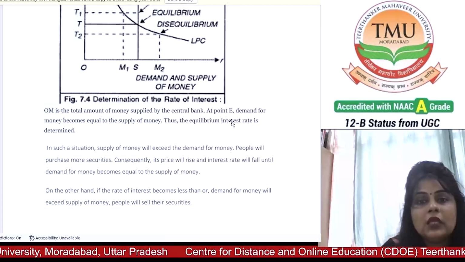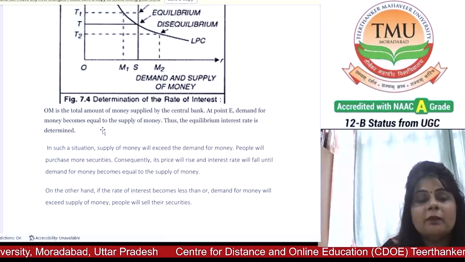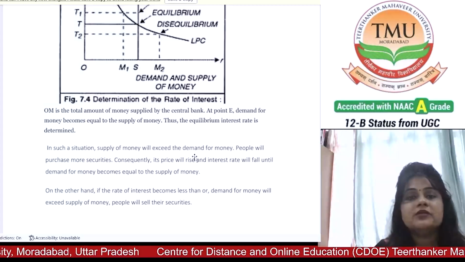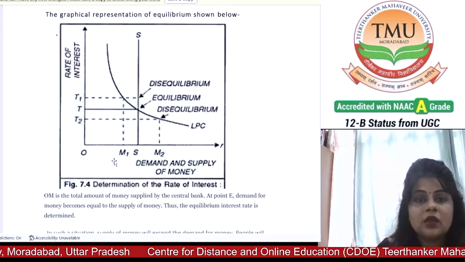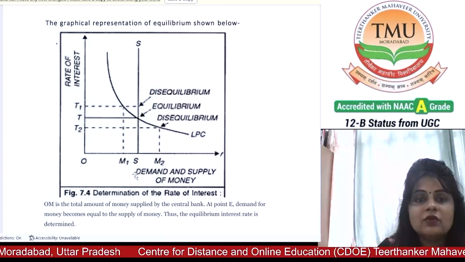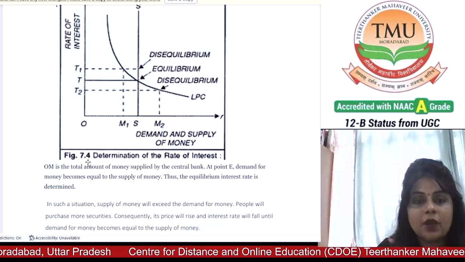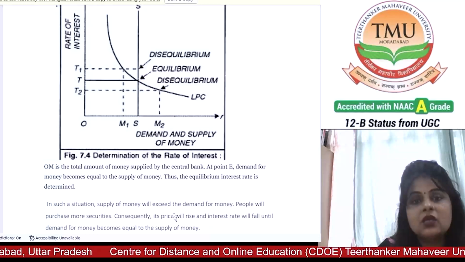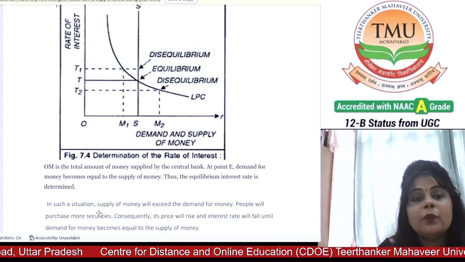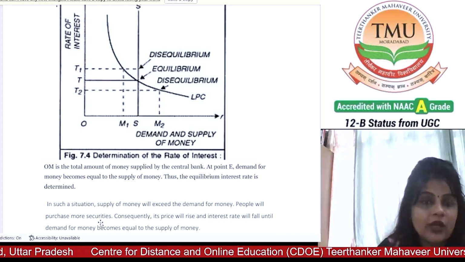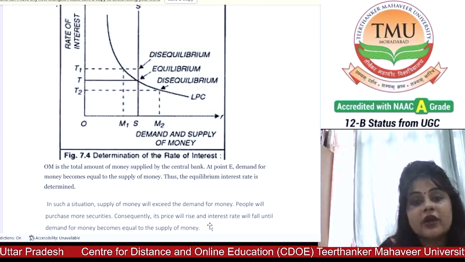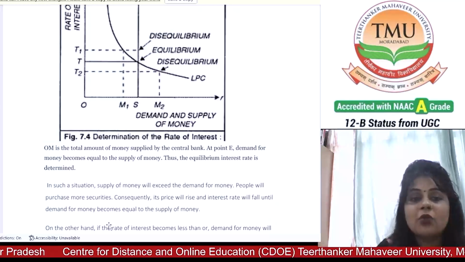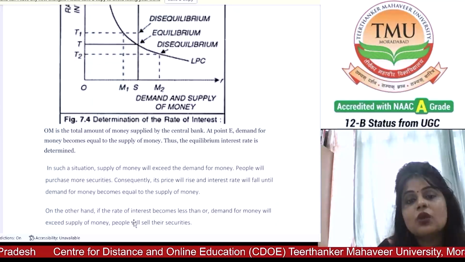At point E, demand for money becomes equal to supply of money. Thus, the equilibrium interest rate is determined. Here it is the supply curve and it is the demand curve. If supply of money exceeds the demand for money, people will purchase more securities. Consequently, their price will rise and the interest rate will fall until the demand for money becomes equal to the supply of money.